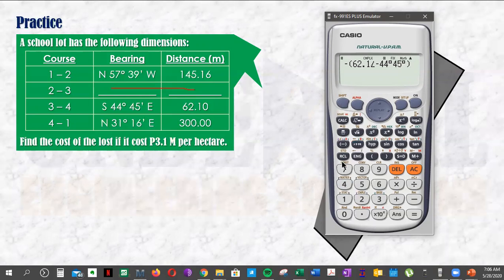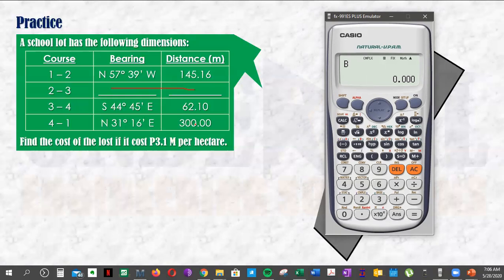So shift toward C. And for this one, it's 300. It's northeast 300. Angle negative. No, it's positive lang pala. Sorry, 31 degrees 16 minutes. So shift, store D. So I've stored them to A, to C, and to D. Take note, hindi ako nag-include ng B because that's unknown.